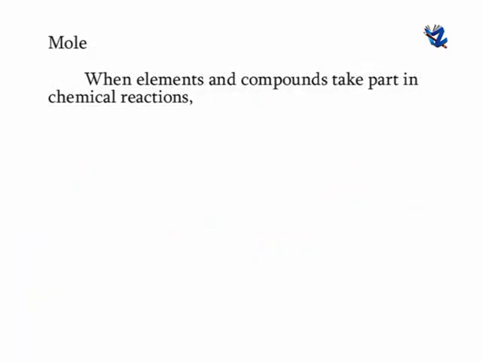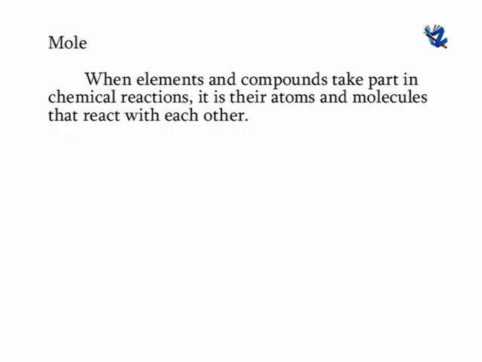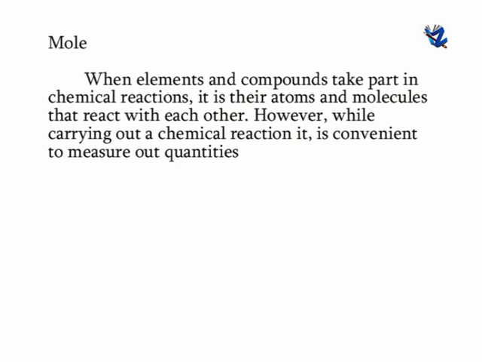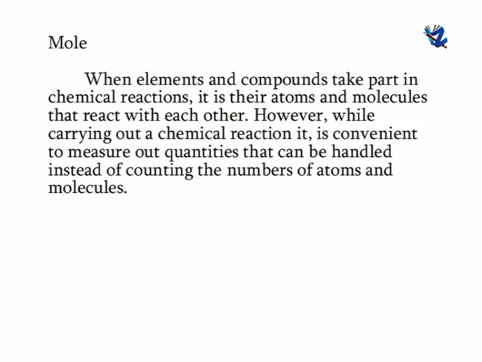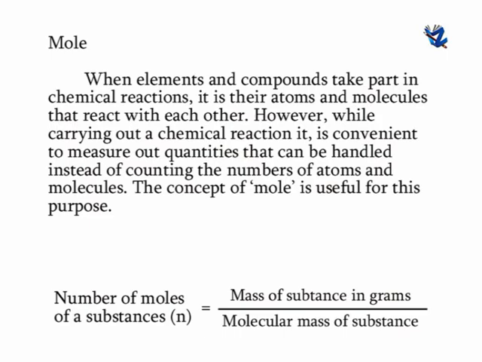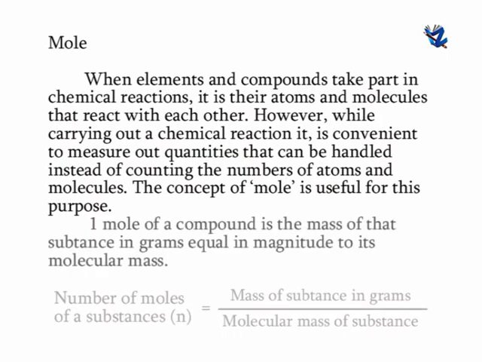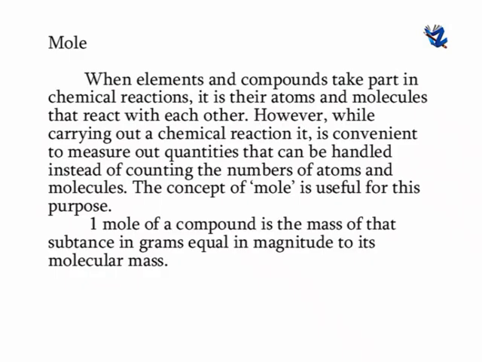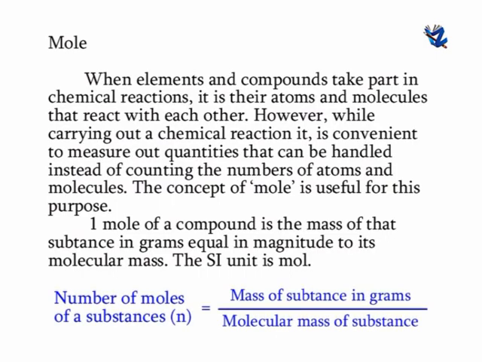When elements and compounds take part in chemical reactions, it is their atoms and molecules that react with each other. However, while carrying out a chemical reaction, it is convenient to measure out quantities that can be handled instead of counting the number of atoms and molecules. The concept of mole is useful for this purpose. 1 mole of a compound is the mass of that substance in grams equal in magnitude to its molecular mass. The SI unit is mole. So, the number of moles of a substance, N, is equal to the mass of the substance in grams upon the molecular mass of the substance.